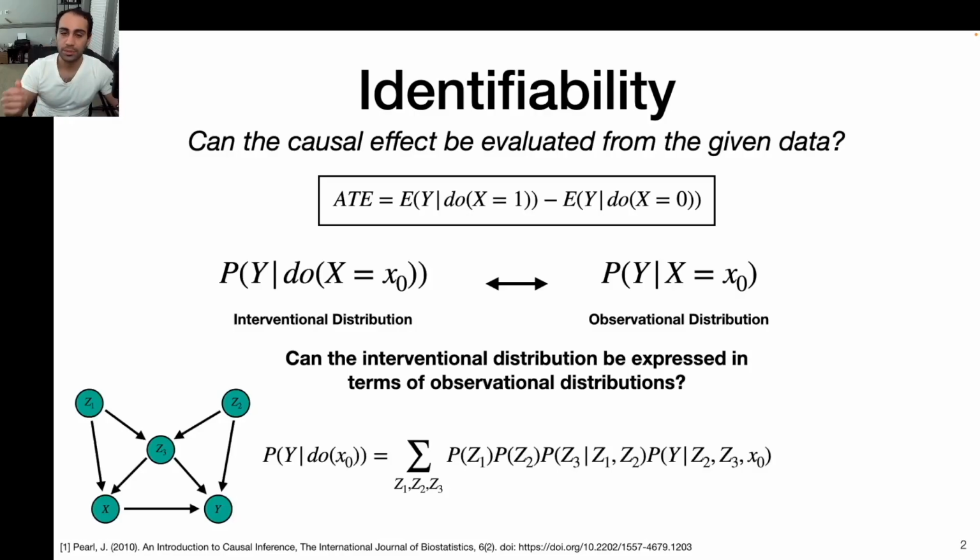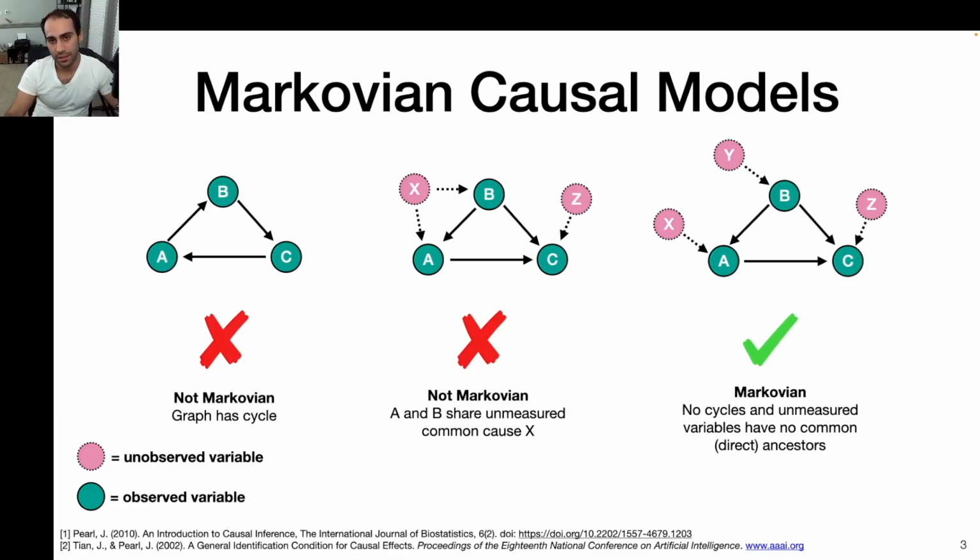And so we actually saw an example of this in the previous video, where we had this DAG on the left, directed acyclic graph, representing the causal connections between different variables in our problem. And we saw that we could express this interventional distribution in terms of observational data alone, and this is the result that we saw. What allowed us to do this in the previous video is that this is a special type of causal model. It is a so-called Markovian causal model. So these are models that satisfy two conditions. One, they have no cycles, and two, there are no unmeasured noise terms that simultaneously cause two or more variables.